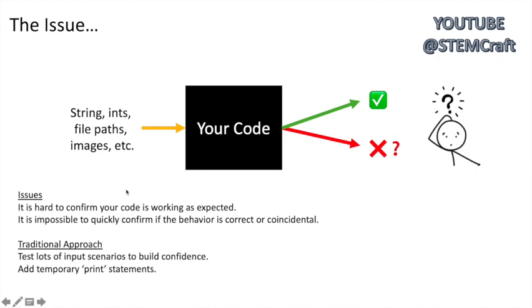As I mentioned here, there are some issues with just giving an input and looking at the output as a method to understand how the code is working, give you confidence that it's working as expected, and give you the ability to quickly debug and improve the code. So it's hard to do by just giving inputs and receiving outputs. And even if you do get this green path and you think, okay, perfect, that's right, it's also quite hard or almost impossible to quickly confirm if your behavior is correct or if it's coincidental.